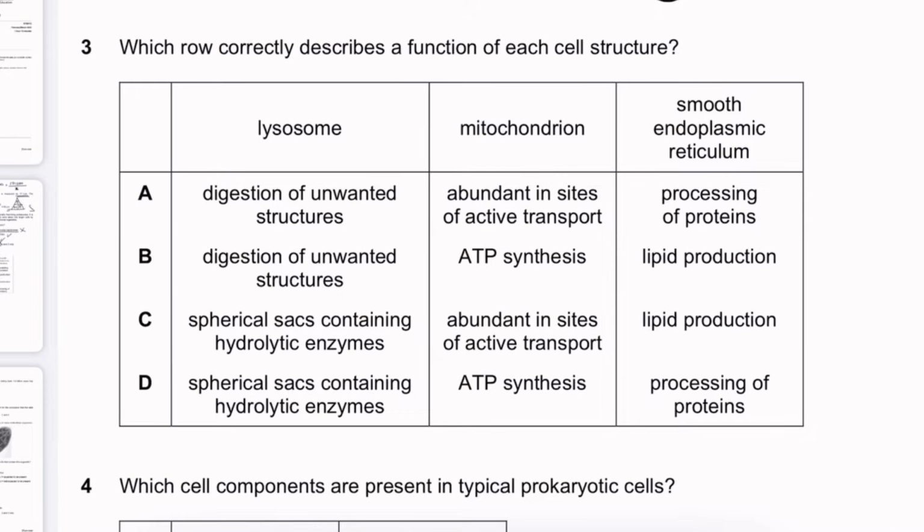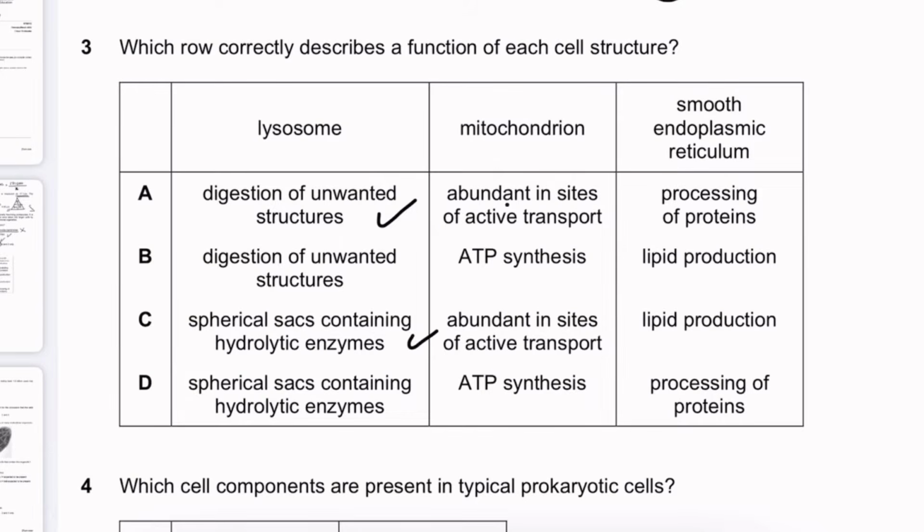For lysosome, digestion of unwanted substances, that is true. Lysosomes contain enzymes, or what we call hydrolases, of multiple different kinds. We have lipase and protease and all these different enzymes that can break down multiple different things. They're mainly found in neutrophils and phagocytes because they have a great function in phagocytosis. Spherical sacs containing hydrolytic enzymes, so both of these things are true.